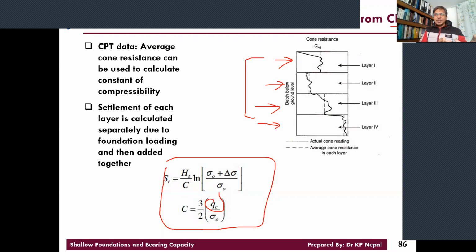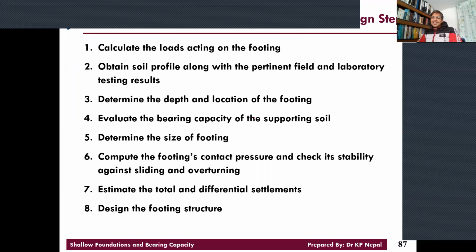Lastly, after our tutorial, we discussed this very basic topic. There are different ways to get settlement, elastic settlement, and the bearing pressure, allowable as well as ultimate, depending upon which tests are available. Okay, guys, now we finish shallow foundation.